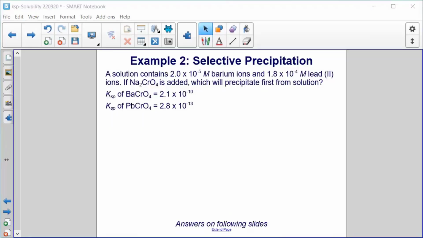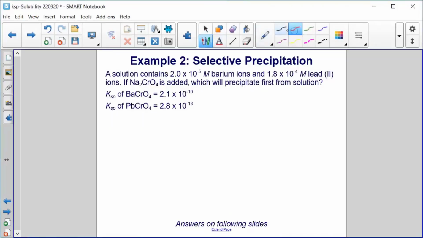A solution contains 2.0 times 10 to the minus 5 molar barium ions and 1.8 times 10 to the minus 4 molar lead 2 plus ions. If we add sodium chromate, which will precipitate first from the solution? Will barium chromate precipitate first with its KSP of 2.1 times 10 to the minus 10, or will lead 2 chromate precipitate first with its KSP of 2.8 times 10 to the minus 13?